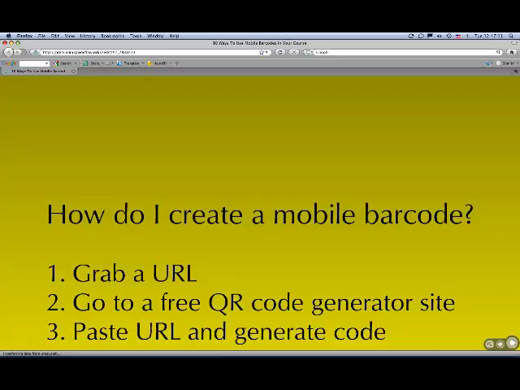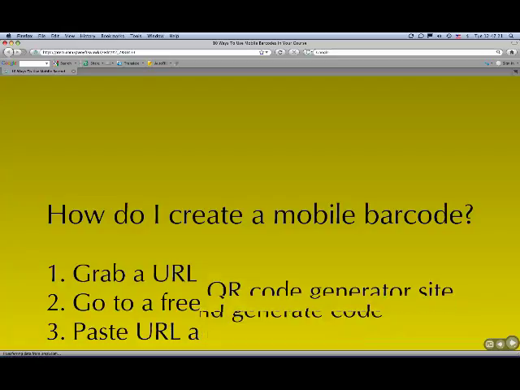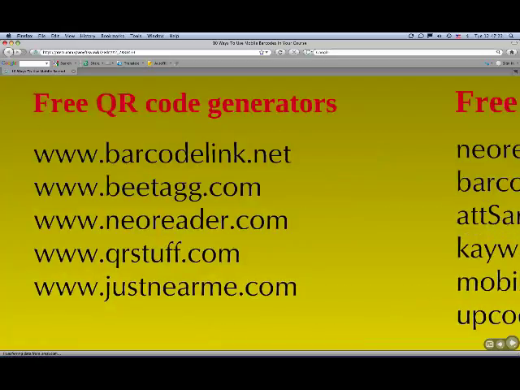So here are some examples of code generators that are free out there on the web. You have Barcode Link, VTag, NeoReader. QR Stuff is actually a pretty popular one, so is VTag, and then there's another one that's new on the scene called Just Near Me.